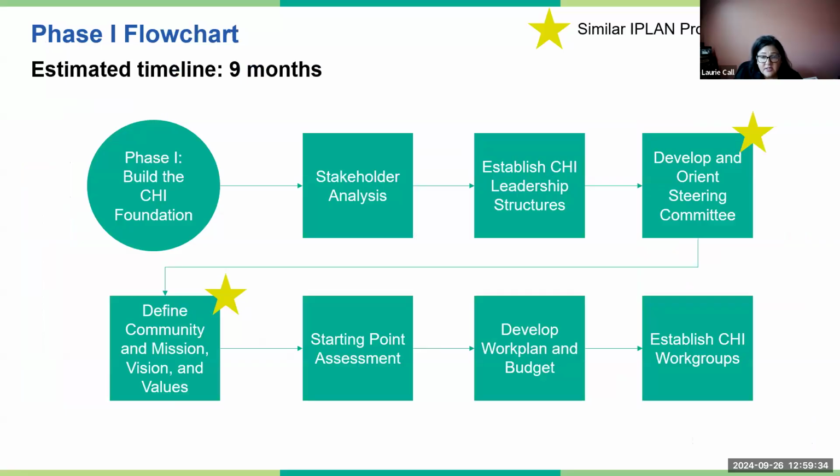These next three slides are a flow chart of the three phases. So this is the flow chart for phase one, which is building that foundation for the work. And you'll see here where we've put a couple stars. Those stars indicate that these are places where it's very similar to IPLAN or the IPLAN process. So there's a steering committee. You're defining a community vision or mission, which is similar to what you're doing as a purpose statement in the IPLAN process.